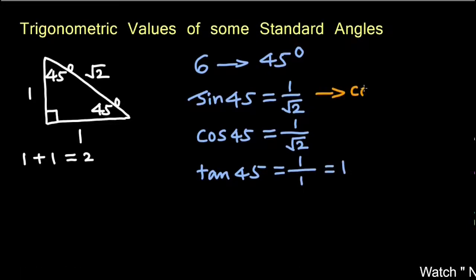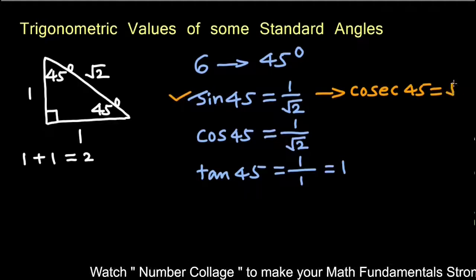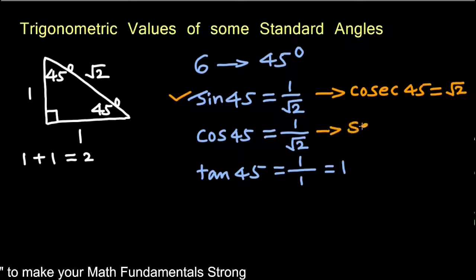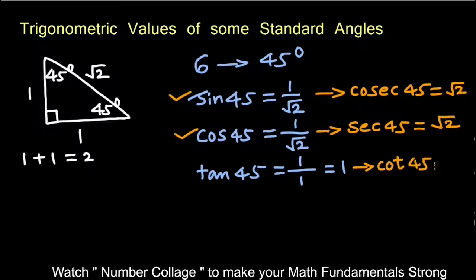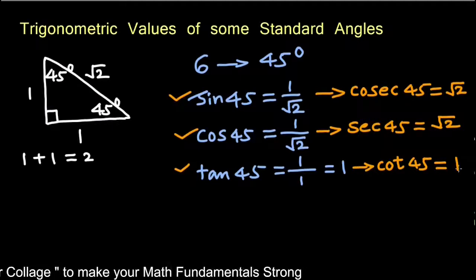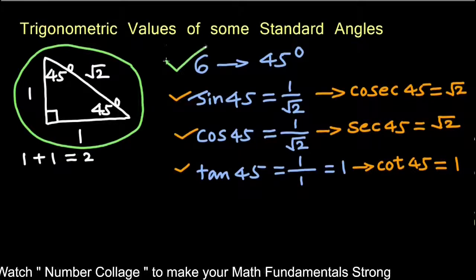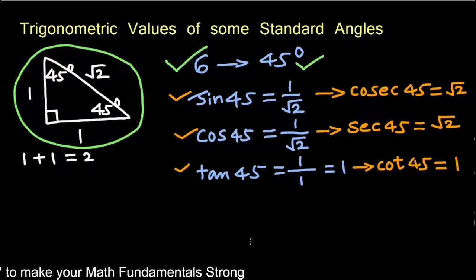Cosec 45 is reciprocal of sine 45. So it will be root 2 by 1, that will be root 2. Sec 45 is reciprocal of cos 45, so it will be root 2 by 1, that will be root 2. Cot 45 is reciprocal of tan 45, which will be 1. So from this triangle alone we get 6 trigonometric values of angle 45 degrees.